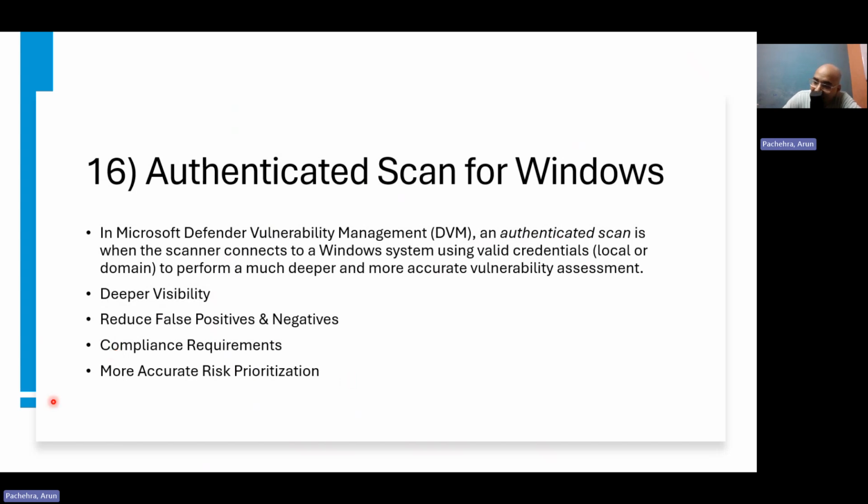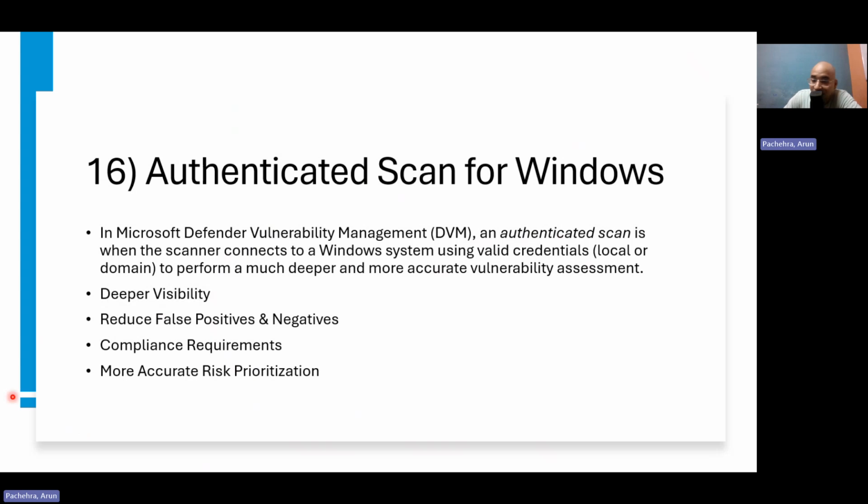Now, with the help of one example, we'll try to summarize this. A Windows Server 2019 shows an open RDP port. The unauthenticated scan flags that the RDP service might be vulnerable to a CVE. But with an authenticated scan, the scan logs into the server, checks installed hotfixes, and confirms the CVE fix is already applied, so the server is not vulnerable. This reduces false alarms and helps the security team avoid wasting time.